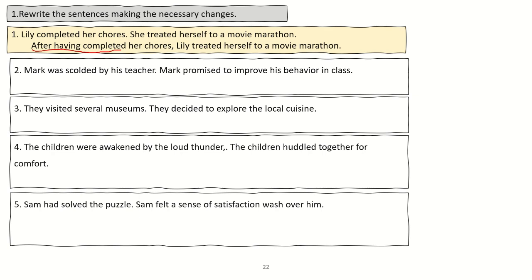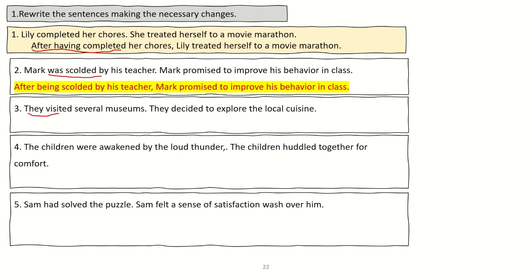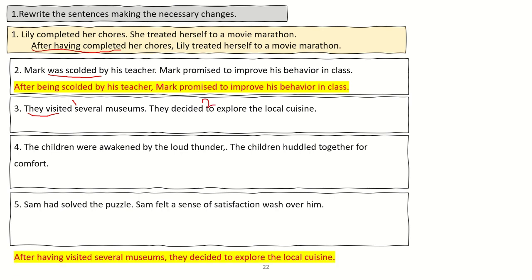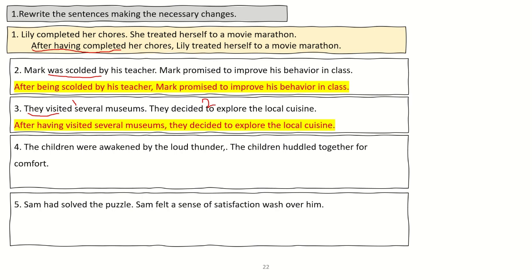Mark was scolded. Here I have a passive, like was scolded by his teacher. Mark promised to improve his behavior in class. So I can say that after being scolded by his teacher, Mark promised to improve his behavior in class. They visited, so I start with the subject who did the action. So they visited several museums. This is action one. They decided to explore the local cuisine. So here I have, after having visited several museums, they decided to explore the local cuisine.